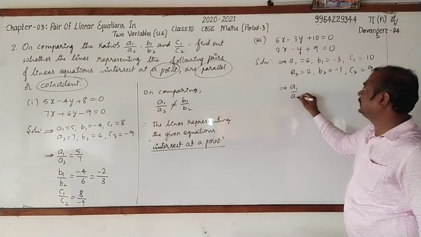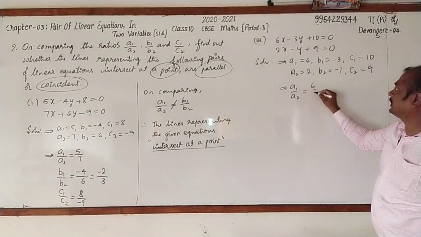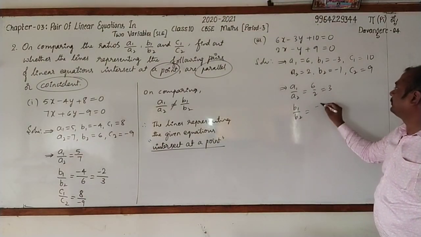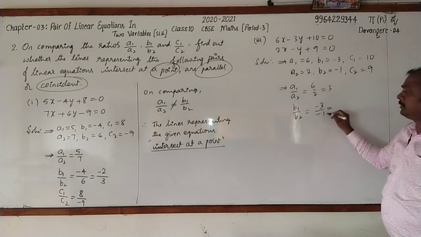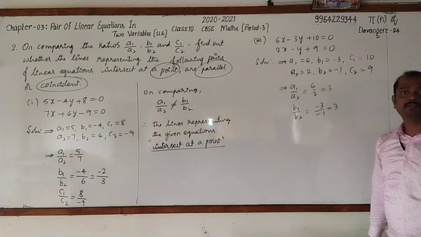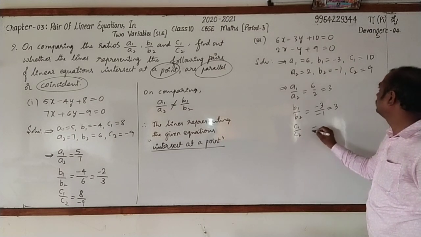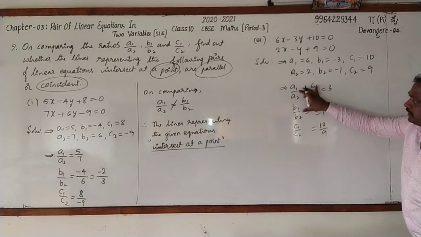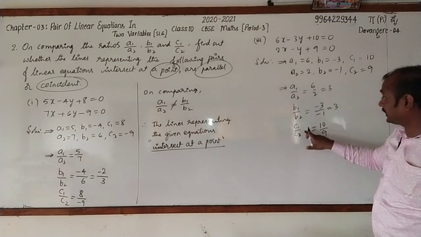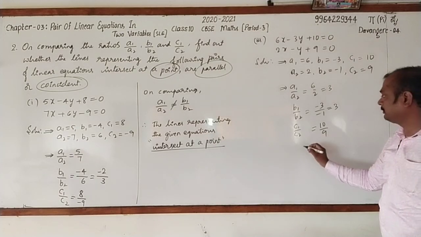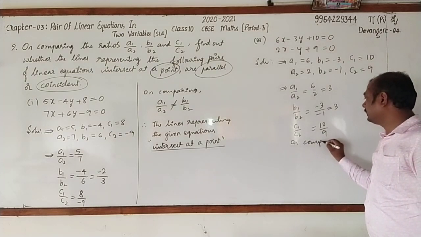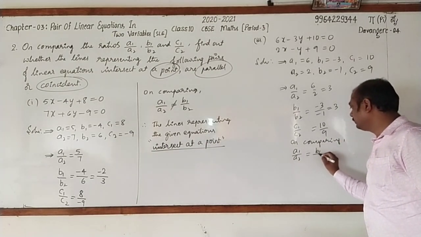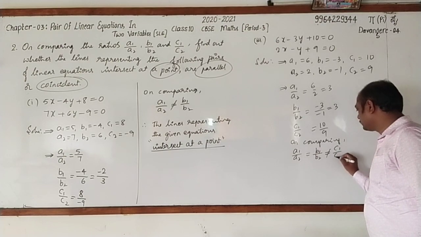Here, let us find A1 by A2. What is it? 6 by 2, it is 3. Right? B1 by B2. What do you say? Minus 3 by minus 1. Minus gets cancelled. 1 1s are 1, 3 1s are 3. Then C1 by C2 is equal to 10 by 9. Observe, these two values are equal. Hence, A1 by A2 is equal to B1 by B2 but not equal to C1 by C2. Here I write, on comparing, we can write A1 by A2 is equal to B1 by B2 but not equal to C1 by C2.